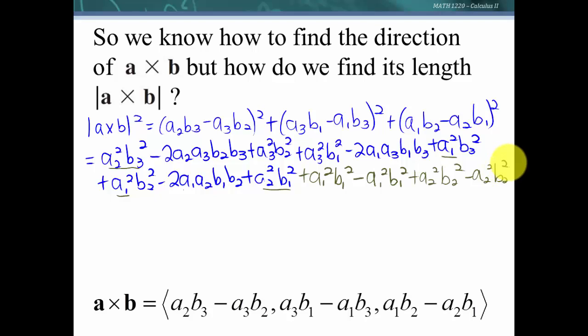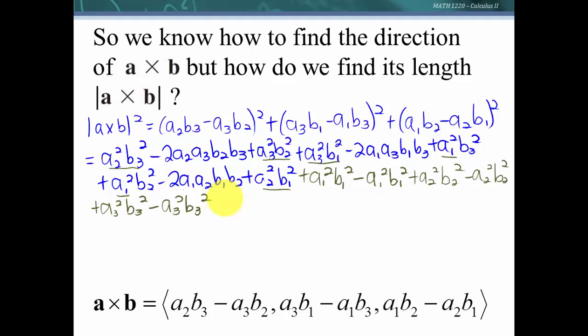I'm going to do the same thing with the A3. I have the A3 squared with the B2 squared, and I have the A3 squared with the B1 squared, so I'm going to add on an A3 squared and a B3 squared, and I'm going to subtract it off.